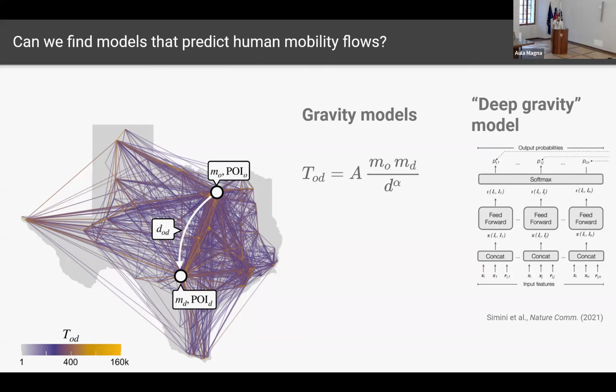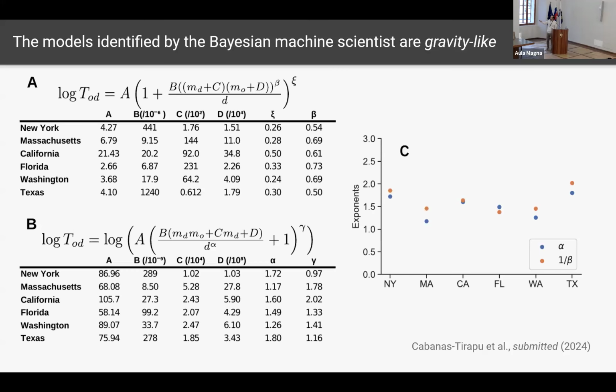Okay, so we take data on mobility between cities, we feed it to the machine scientist, and we get expressions. And the expressions that we get are things like this expression here and this expression here. So these models are definitely more complicated than the gravity model. Remember, the gravity model is just the product of the populations divided by some distance. But what we have here is what we call gravity-like, right? So what we have here is a model that only depends on the population at the origin, shifted by some quantity, multiplied by the population at the destination, shifted by some quantity, and then basically a power of that divided by distance again, right?